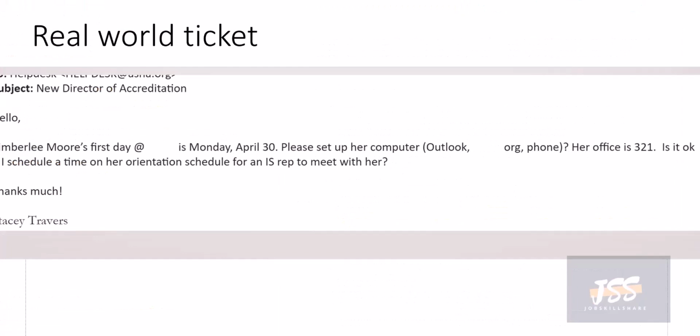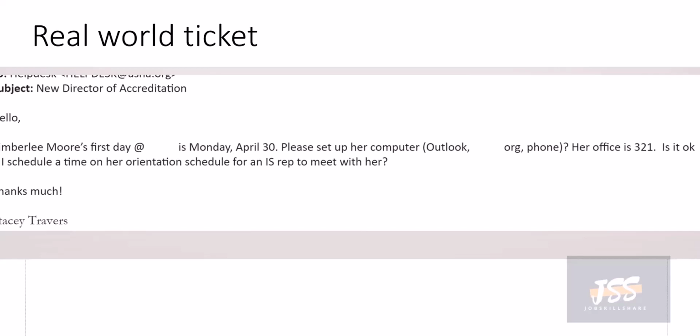Basically, you're going to understand when you start working in a company, a ticket is going to look just like that. You know, Kimberly, first day in is Monday, April. Please set up her account in Outlook. Her phone, her office. What are they talking about here? They didn't even mention Active Directory. But if you didn't know about this, then how would you even understand that, right? This is not going to be possible for you to understand.